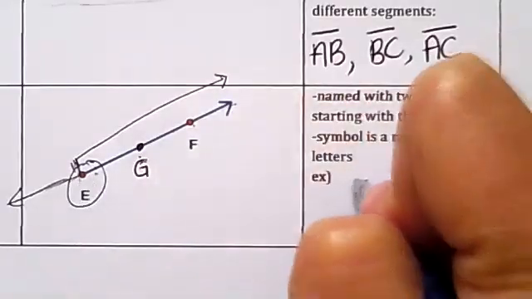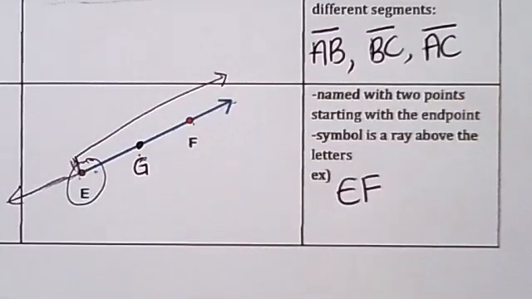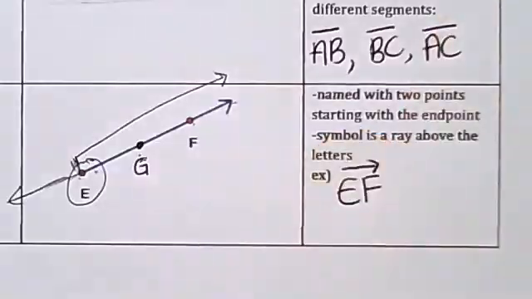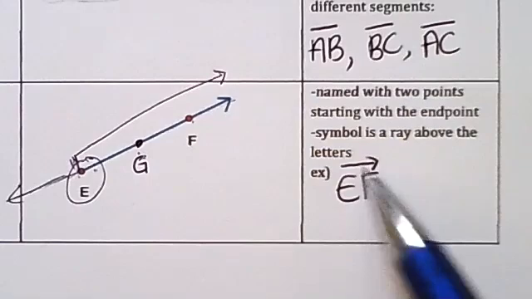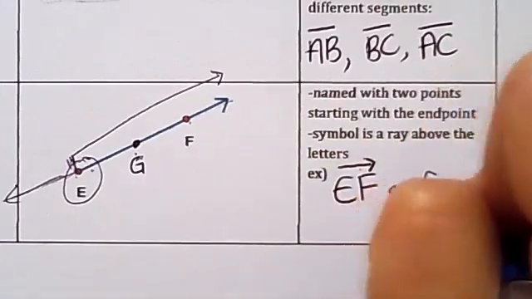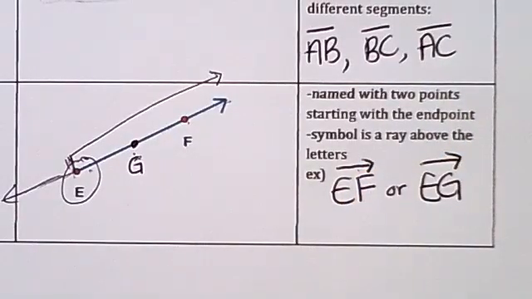Okay, so we can call it EF. And then the symbol for a ray is a little miniature ray on top, and the symbol always points to the right no matter what. So even if the ray is pointing to the left, your symbol always points to the right. So we can call it ray EF or ray EG since I added that G in there. So that's what a ray is.